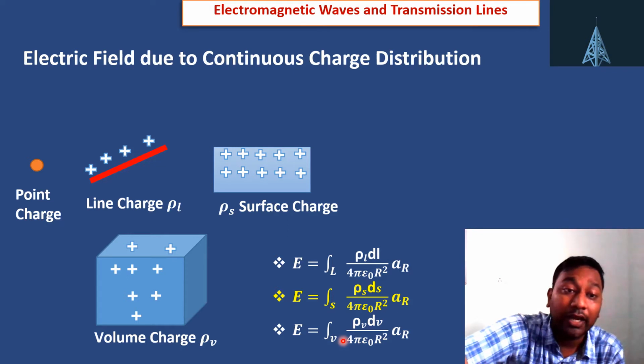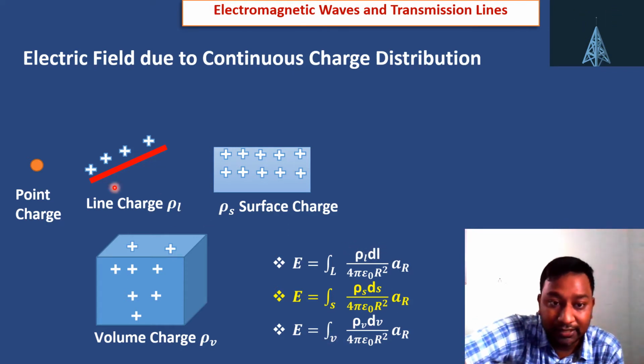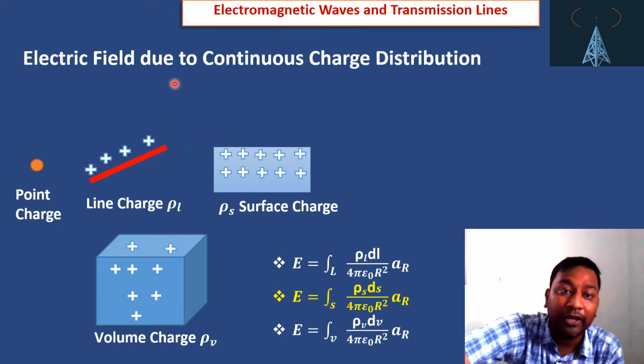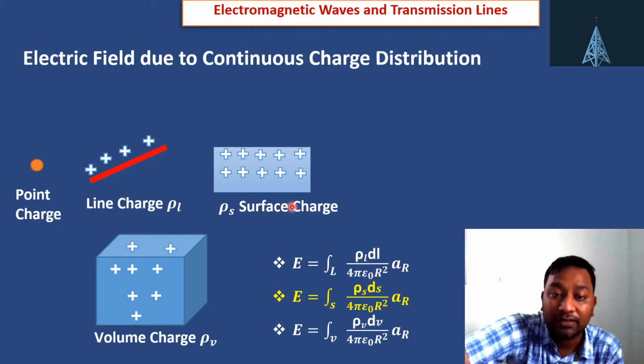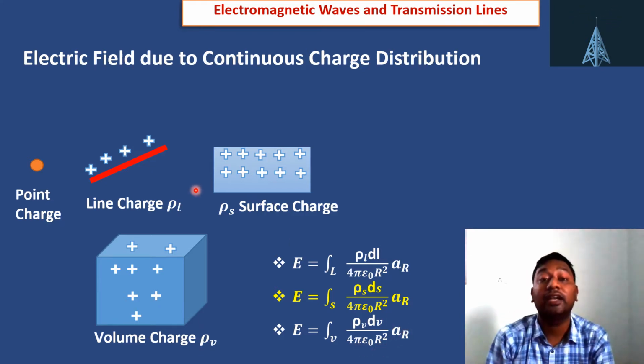Okay, so q equal to the total charge due to this line charge, q is the integration of rho l dl. So q divided by 4 pi epsilon naught r square a_r, for a certain point which is at distance r, gives the electric field intensity due to this line charge. Similarly, for surface charges, E equal to the surface integral of rho s ds, and that surface integral of rho s ds is the total charge q of this particular surface. Similarly, the total charge of this volume, q equal to the integral of rho v dv. So we are getting E equal to q divided by 4 pi epsilon naught r square. Okay, so this is the electric field due to continuous charge distribution.